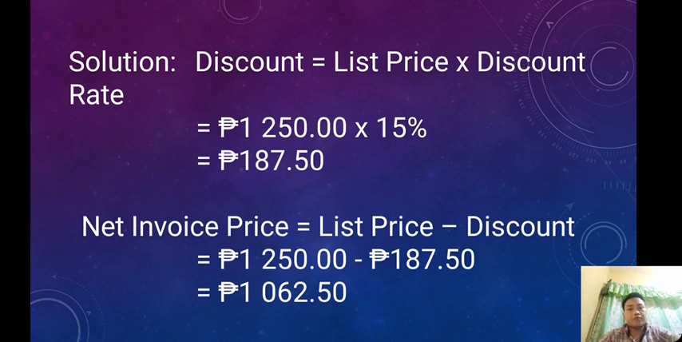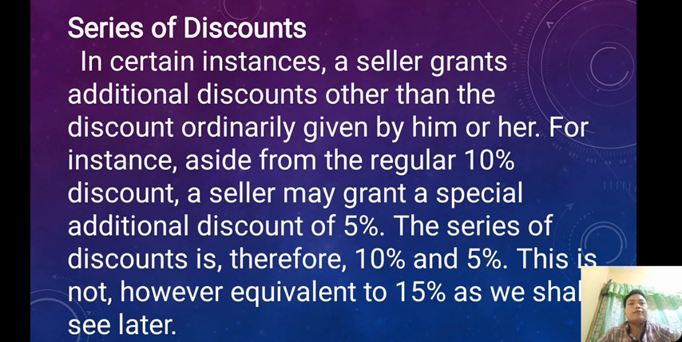Next, we have the net invoice price. It should be list price minus the discount. We have the list price of 1,250 minus the discount of 187.50. The difference of that is 1,062.50. Okay, that is the net invoice price. Next, we have series of discounts.